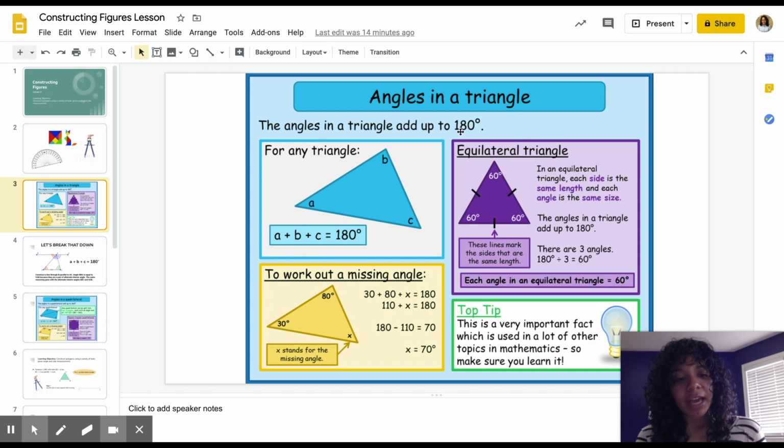This is really evident in an equilateral triangle, and that's where all the sides and all the angles are the same. So in this case, because 180 degrees divided by 3 is 60, all of the angles of an equilateral triangle would be 60 degrees. Okay, and these lines here just mark that it's the same side, the same length of side. So each angle in an equilateral triangle is 60 degrees.